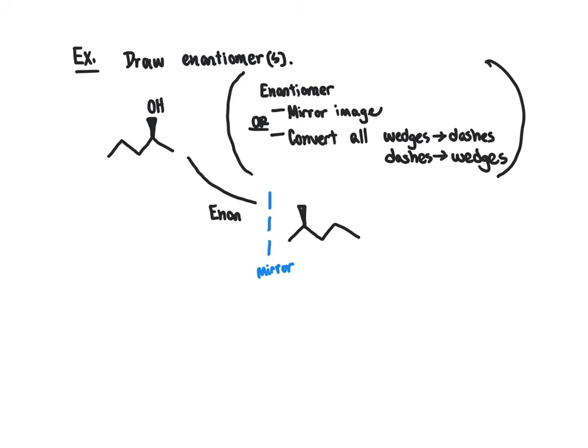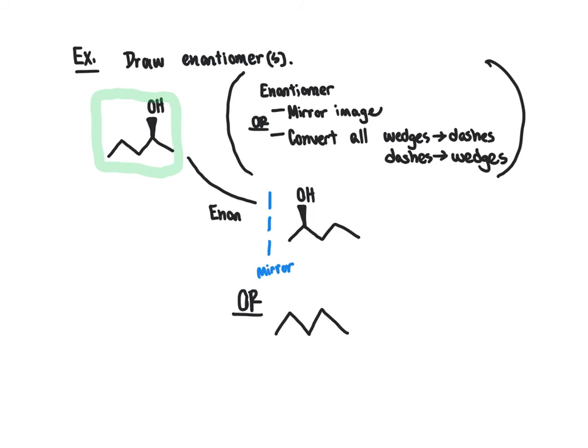Okay, so we draw the mirror image of this, like so. That's going to be one possible way to show the enantiomer. The other way to show it, rather than imagining that there's a mirror there, you can accomplish the exact same thing by drawing the structure exactly as we did in the upper left corner, right here, except that we convert all the wedges to dashes and all the dashes to wedges. That is also going to allow us to represent that we've made a mirror image.